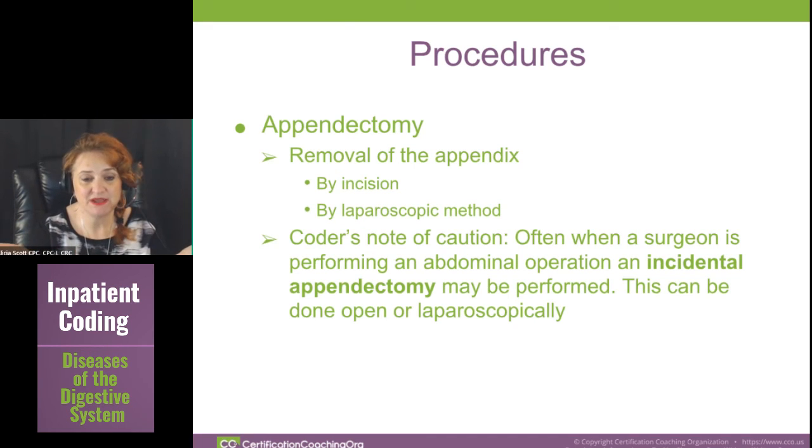If we do an appendectomy, we're taking out the appendix. They can do an incisional or they can do laparoscopic, and that's what you're going to want to know. Is it open or closed? Be very careful, because sometimes when you're doing an abdominal procedure, an incidental appendectomy could be performed, and that also can be done open or laparoscopically. So an incidental appendectomy means more or less we went in, we were going to do something else, or we were doing something else, and they went ahead and took your appendix at the same time.